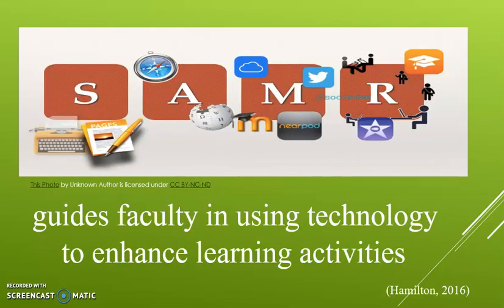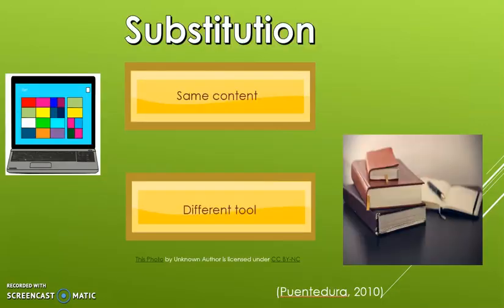The SAMR model guides faculty in using technology to enhance and elevate teaching and learning activities. Hamilton 2016. Students will use the technology to meet the objectives that were given in the previous assignment. The first element of the SAMR model is substitution. It is where we provide the same content with different tools.